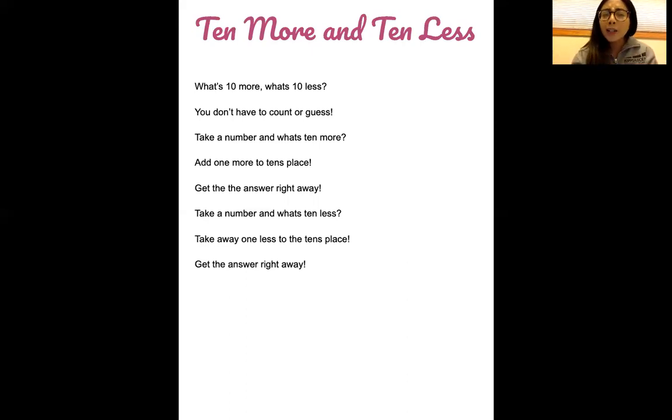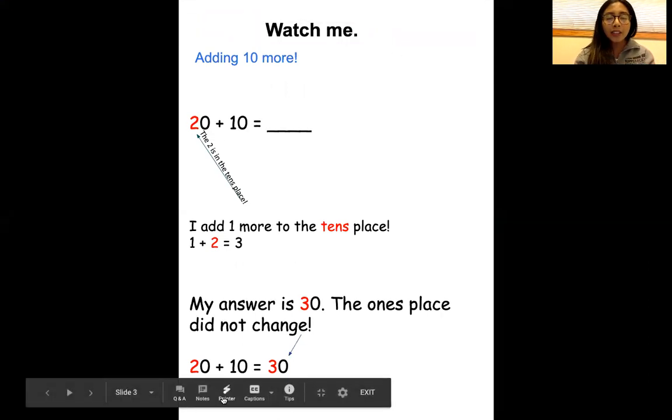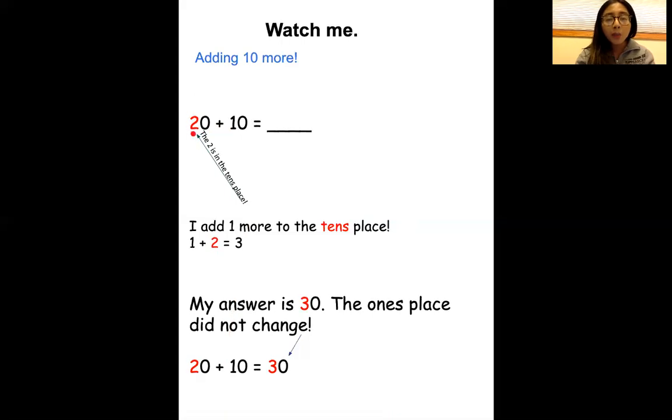So let's see what they mean by adding one more to the tens place to get the answer right away. So watch me as I add 20 plus 10. And when I add this, notice that I'm going to add one more to the tens place. I'm not going to sit here and say, okay, 20 plus 10, let me use my fingers and add 10 more. We're going to do it so quickly.